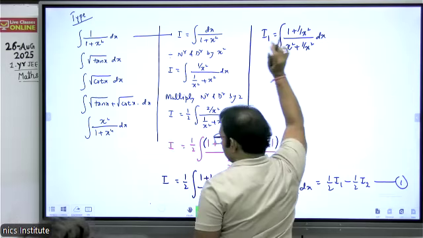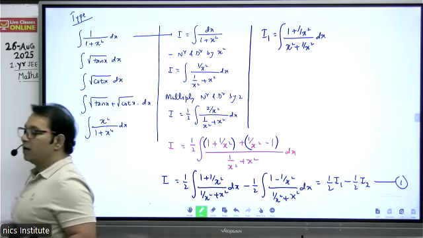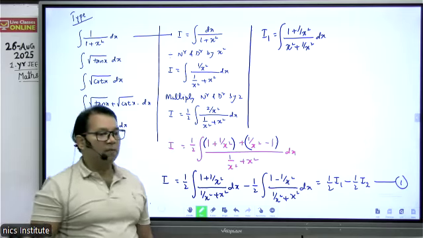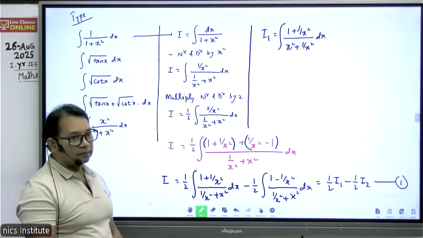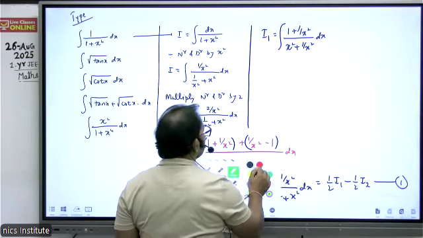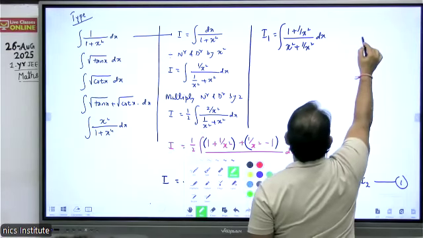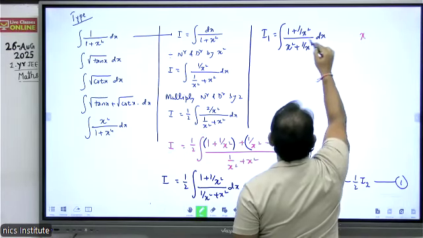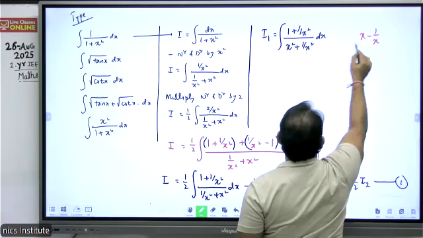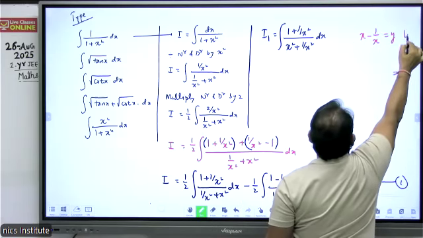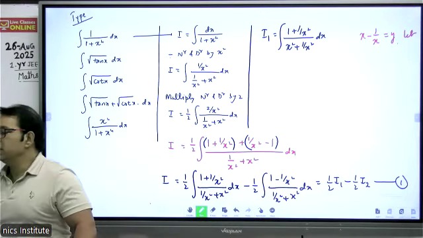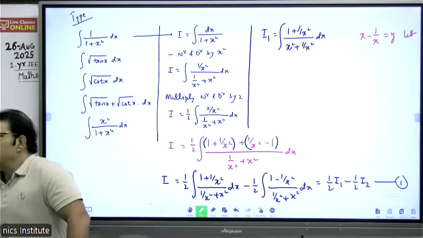Tell me, numerator is derivative of what? Which function's derivative is the numerator? 1 plus 1 by x square is derivative of what? 1 is derivative of x, plus 1 by x square is derivative of minus 1 by x. If there's a confusion, integrate this only. So let x minus 1 by x is equal to y, because its derivative is present in the numerator.